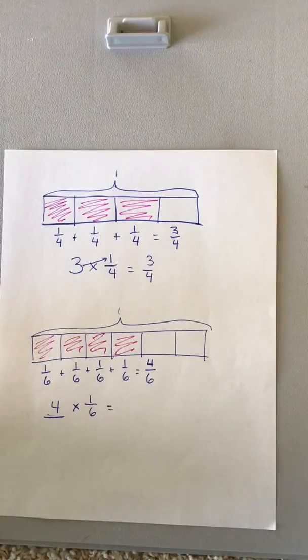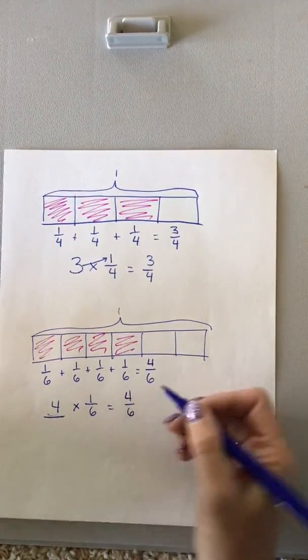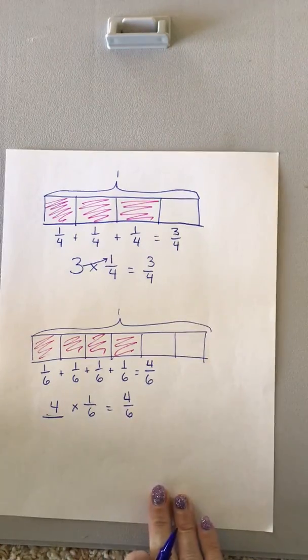Okay, so 4 times 1/6 equals... Say it for me. I didn't hear you. Yes, 4/6. Because 4 times 1 is 4. The denominator doesn't change. Wow, this is so much easier than doing repeated addition. Now let me show you where it really pays off.